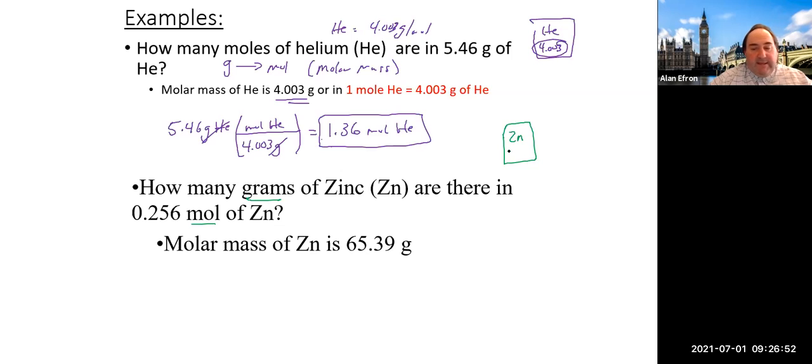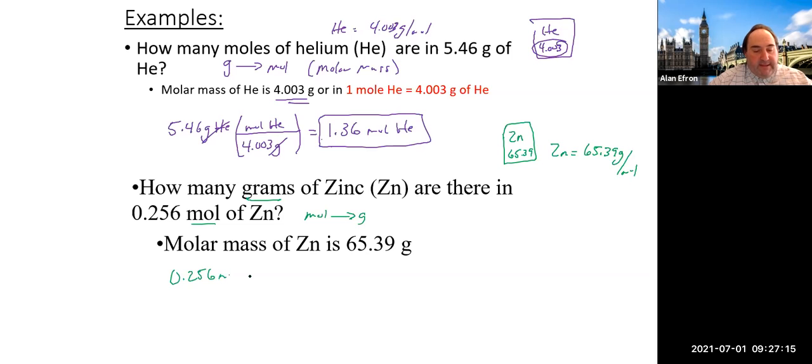So if it was not provided to you, you would go to the periodic table. You would find zinc. Underneath zinc, you would see 65.39. And again, what that means is the molar mass for zinc is 65.39 grams per mole. We're going to use that as our conversion factor, in this case, to go from moles to grams.